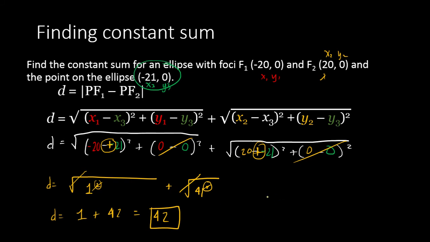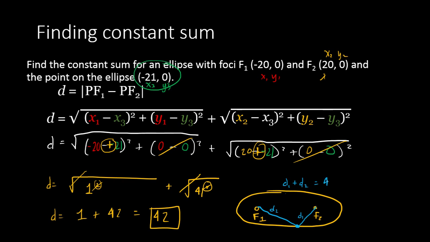So this is the constant sum, and again, one last time, if this is my ellipse, and I've got my first focus and my second focus, and I put a point on the ellipse, I measure this distance, I measure that distance, I add them together, I will get 42. No matter where I put my next point, my D1 and my D2 will be different, but they will always add to 42.